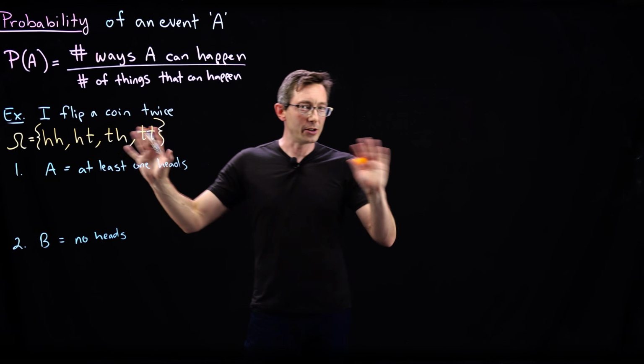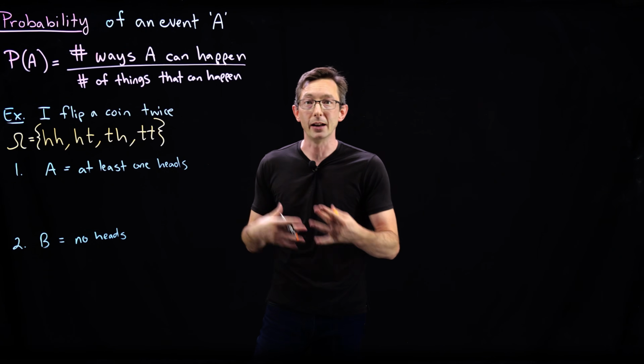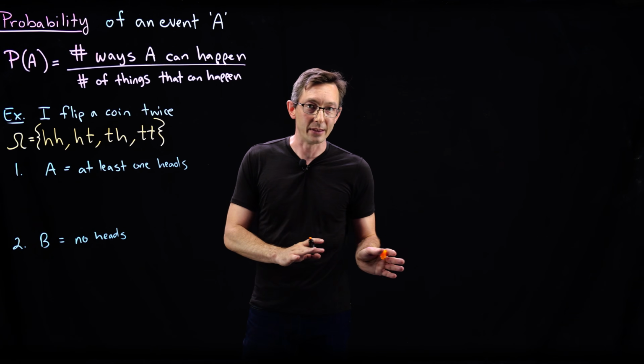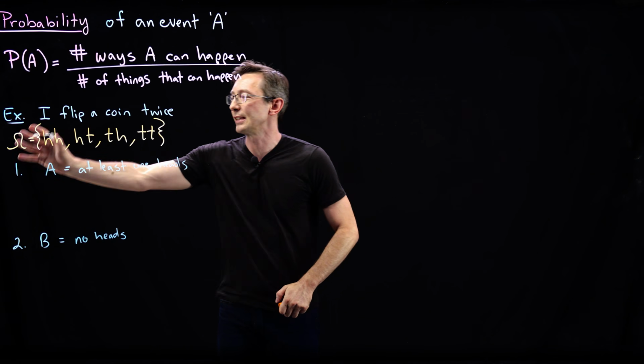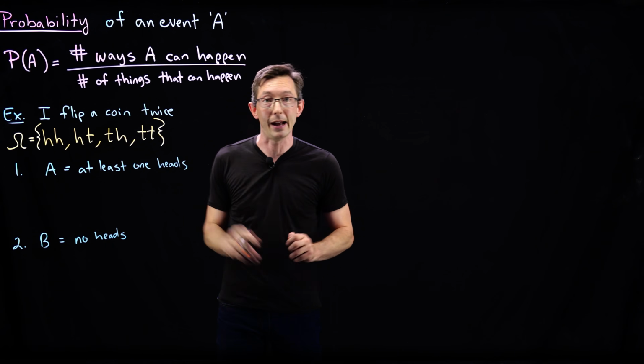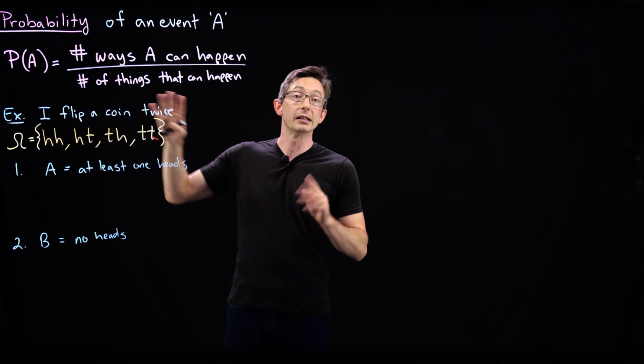For right now, you don't have to worry about set theory, but very soon we're going to need to start defining what a set is and some set theory to do more sophisticated probability. But for now, let's just say omega is a collection of all of the things that could happen. There are 4 things that could happen. So this denominator is 4.